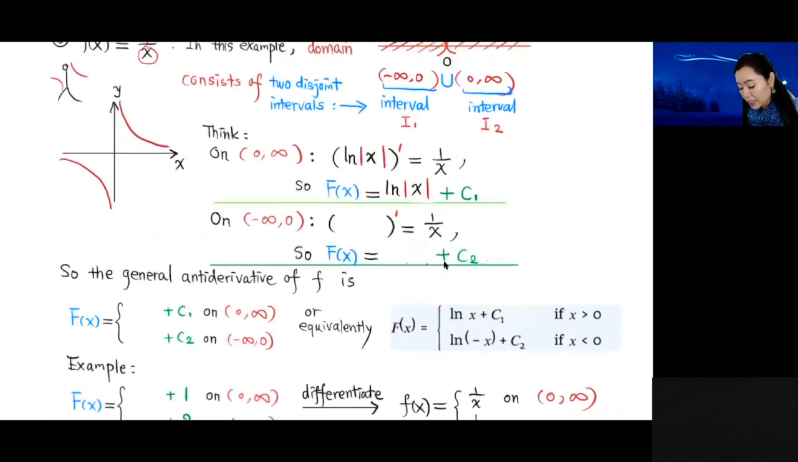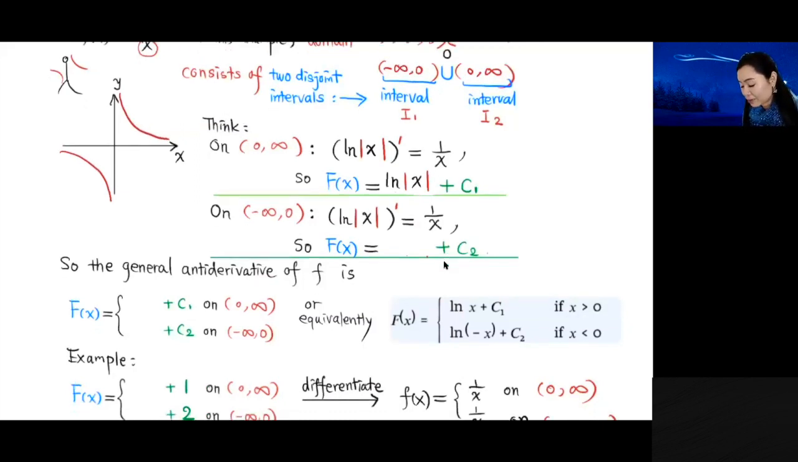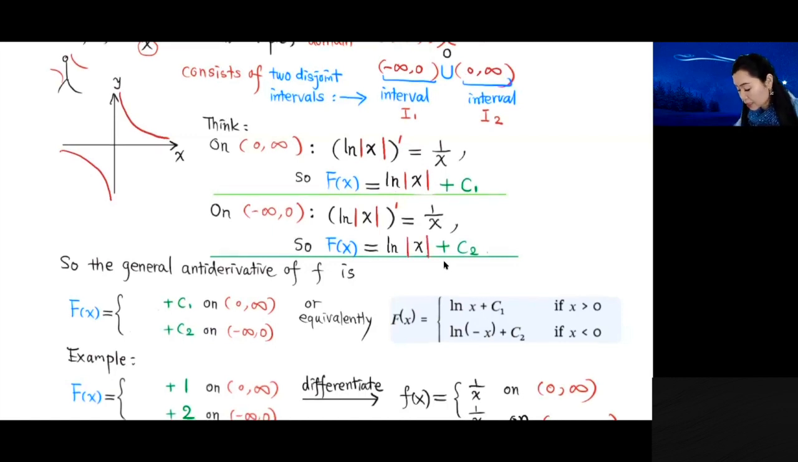Now, similarly, on this interval, from negative infinity to 0, a function that differentiates to get 1 over x is again ln of absolute value of x. So the most general antiderivative of 1 over x on this interval over here is going to be ln of absolute value of x plus c2, okay, plus another constant.